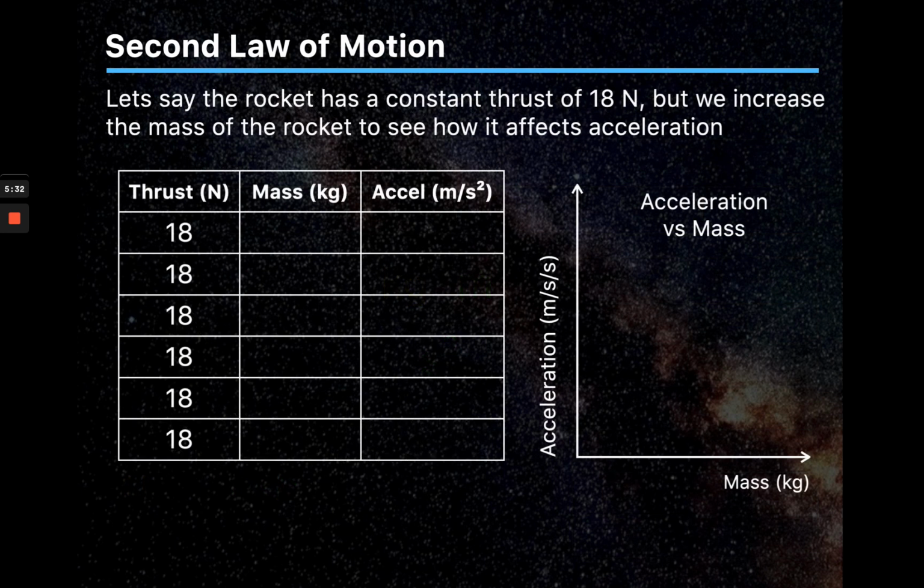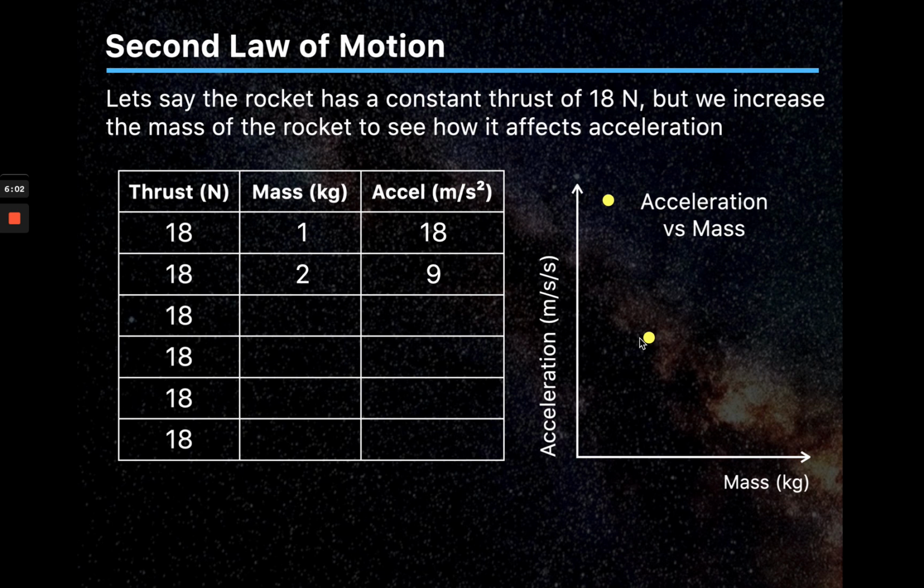Let's say the rocket has a constant thrust of 18 newtons, but we increase the mass of the rocket to see how it affects the acceleration. So if we have 18 newtons and the mass is 1, well, the acceleration is 18. Let's increase the mass, actually let's double the mass to 2, and look what happens to the acceleration. It gets cut in half. So you can see it's a dramatic difference, and we plot the point.